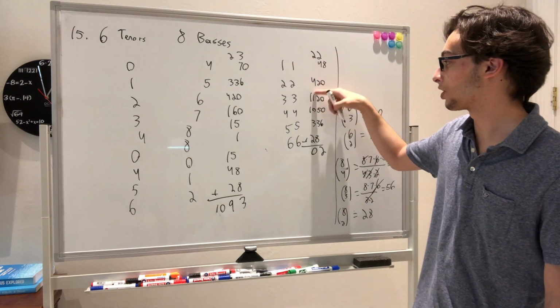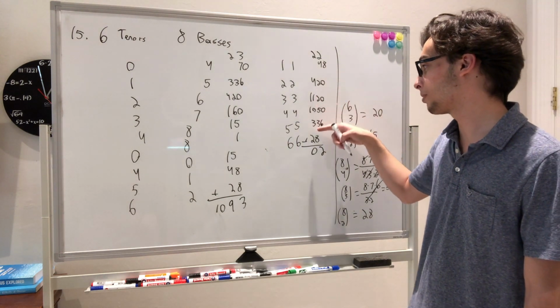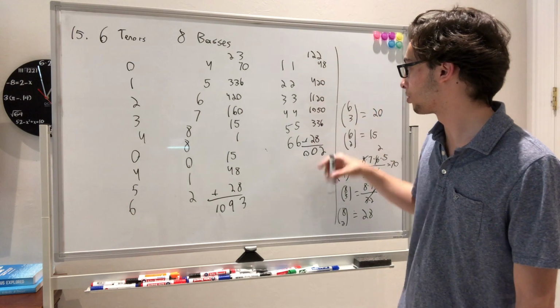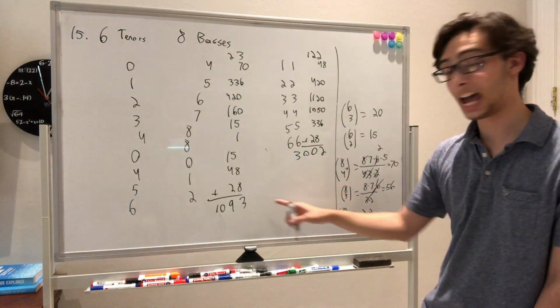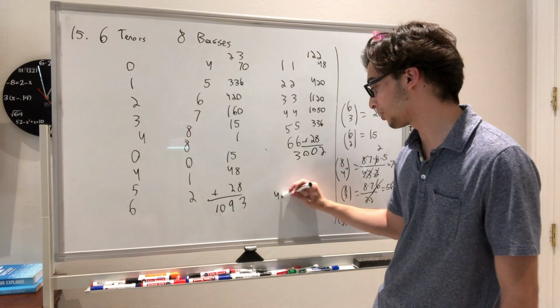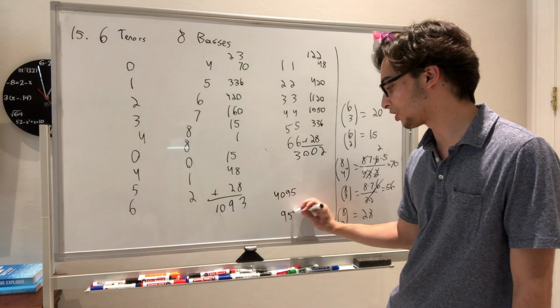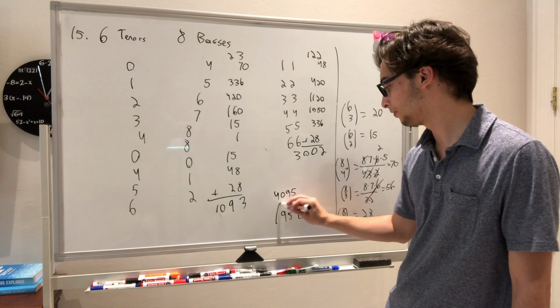And then 2 plus 4 is 6, plus 1 is 7, plus 3 is 10, 0, carry the 1, 1, 2, 3, 3002. So now we can add up these numbers, and we get 4095, and we see the last two digits is 95, which is answer choice D, and we're done with the problem.